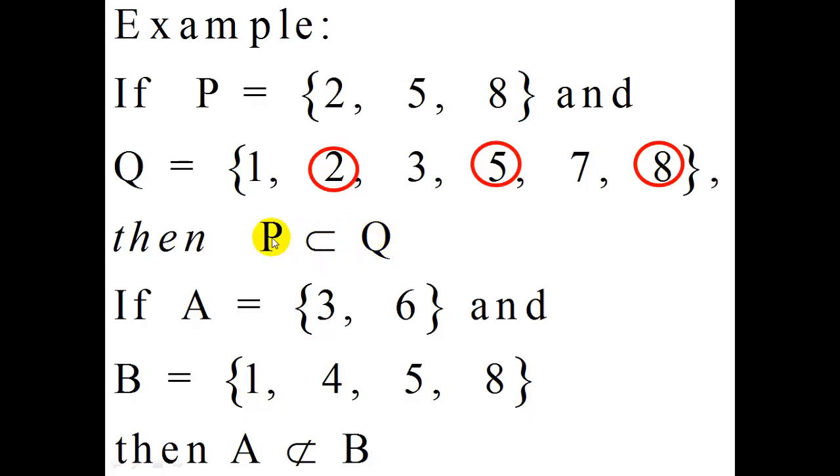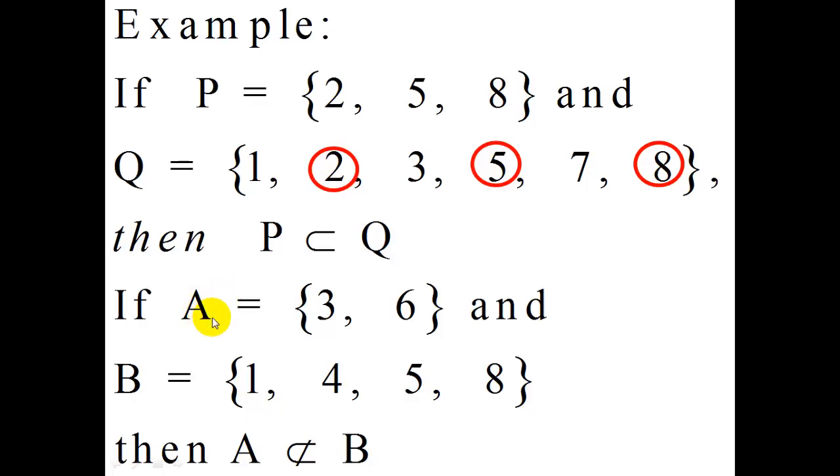Why is P a subset of Q? This is because all the members or all the elements of the set P can be found in the set Q. That is 2, 5, 8 can be found in the set Q. So we say P is a subset of Q.